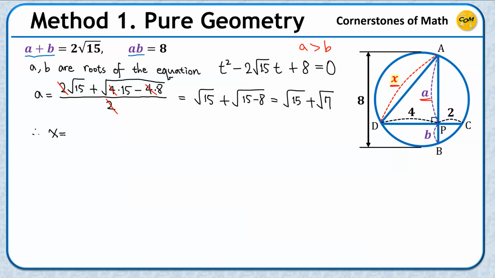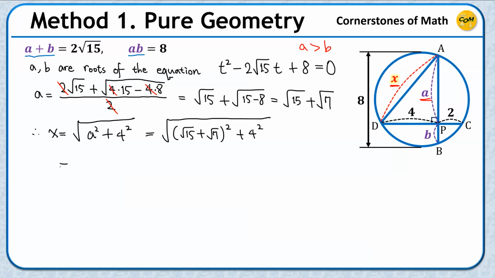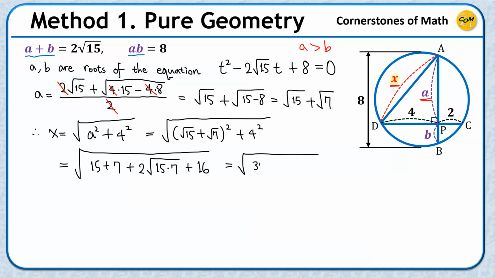Therefore, x, the length of AD, is given as square root of a squared plus 4 squared. So we have square root of (square root of 15 plus square root of 7) squared plus 4 squared, which gives square root of, the first square gives 15 plus 7 plus 2 times square root of 15 times 7. Then we have 4 squared, hence 16. So we have square root of 38 plus 2 times square root of 105.